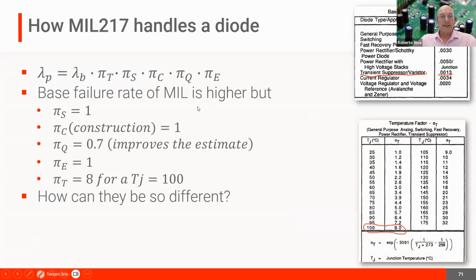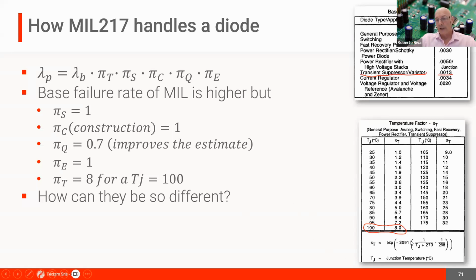Well, MIL-217 takes a very simplistic approach. The lambda part is the base failure rate multiplied by 5 pi factors, 3 of which are 1. Pi S is 1, pi construction is 1, pi environment is 1, pi Q actually improves things because it's 0.7, and pi T is 8, as we see down here, for a junction temperature of 100. So how can they be so different?